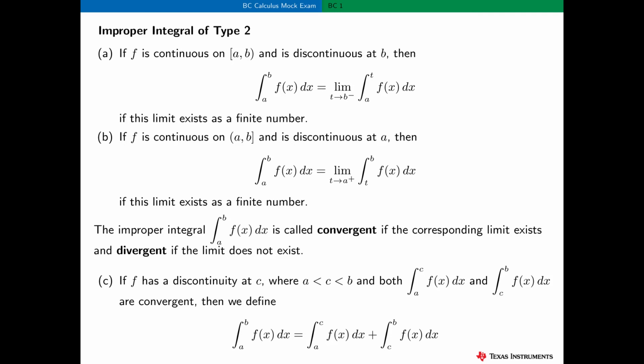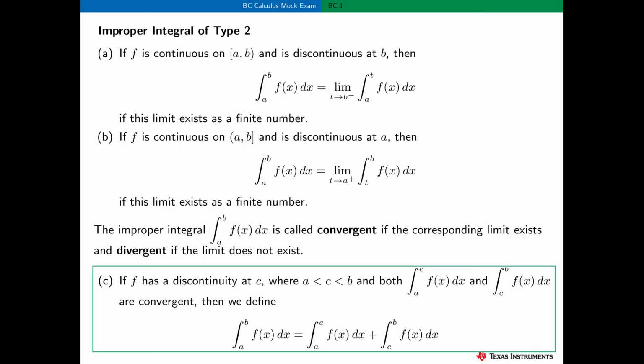Here's the formal definition of an improper integral of type 2. Now, I won't read through this entire definition with you, but I would just like to remind you that evaluating a type 2 improper integral is, in my opinion, a two-step process. First, we need to evaluate a definite integral, and then we need to evaluate a limit. Part C of this definition addresses the issue of a discontinuity at C in the interval a to b, not at an endpoint. Note that if either one of these integrals on the right diverges, then the original integral diverges.